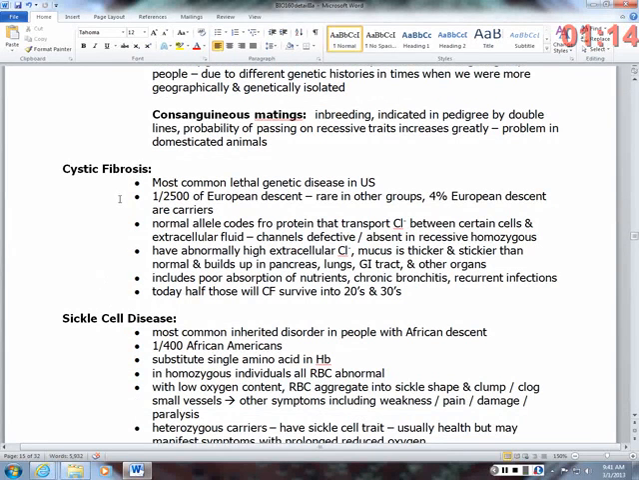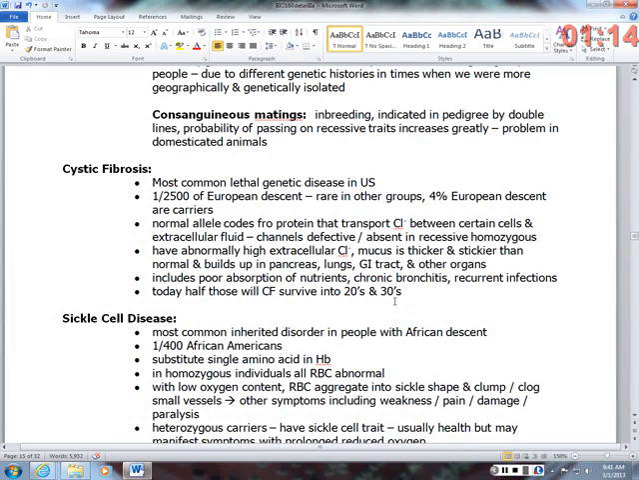So the normal allele is going to code for a protein that transports the chloride ion between certain cells. This chloride ion is what's involved with the thickness of mucus and secretions. It's going to affect how thick they are. So people who have this trait, that channel is defective, and they end up with abnormally thick mucus that's more sticky, and it will build up in places like the lungs, the pancreas, the gastrointestinal tract, and other organs, which results in poor absorption of nutrients, chronic bronchitis, recurrent infections.